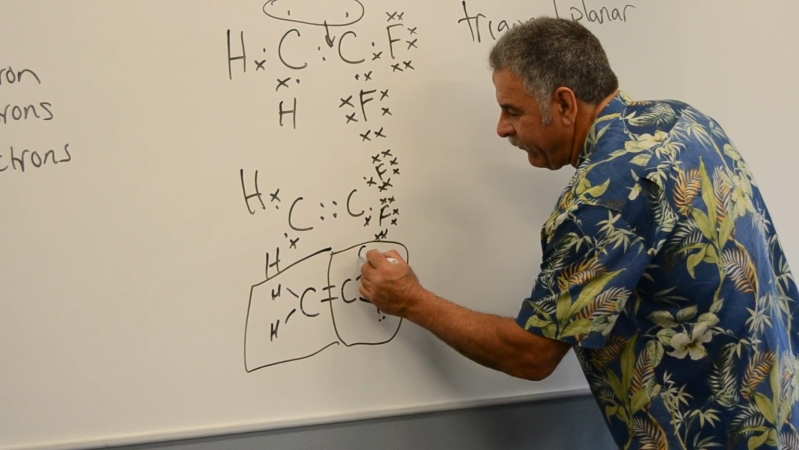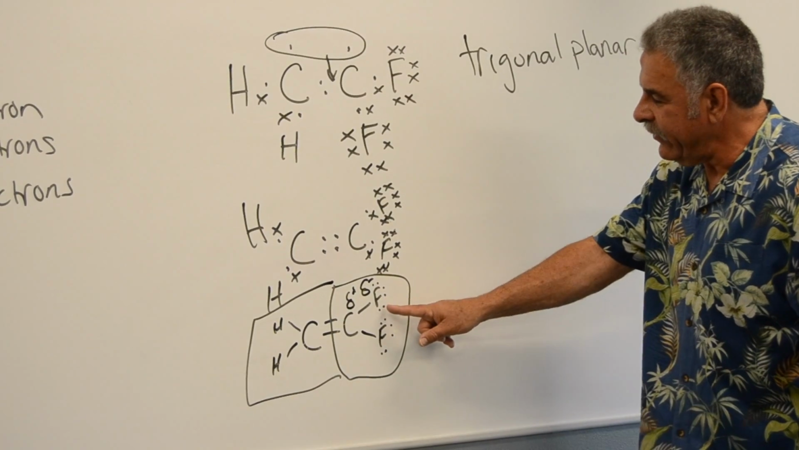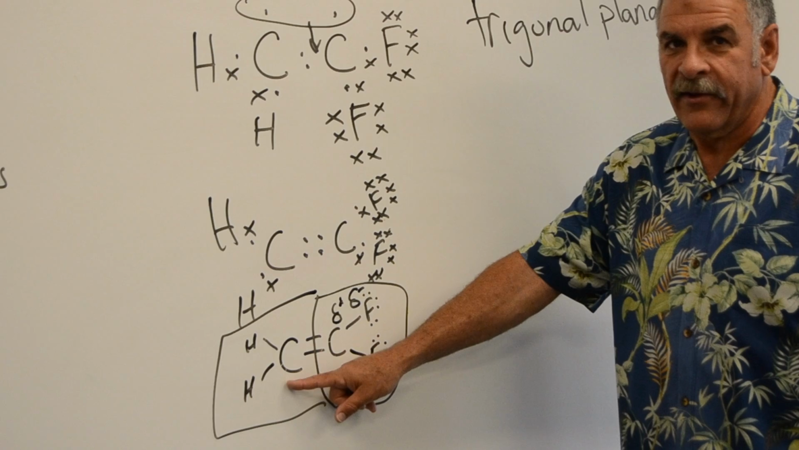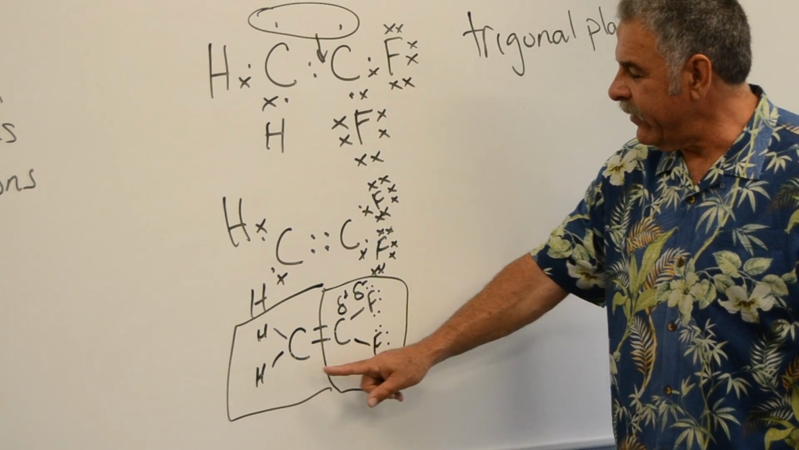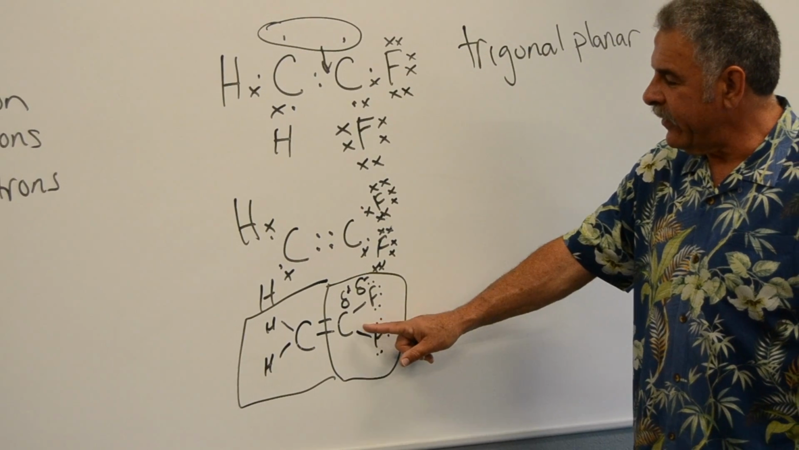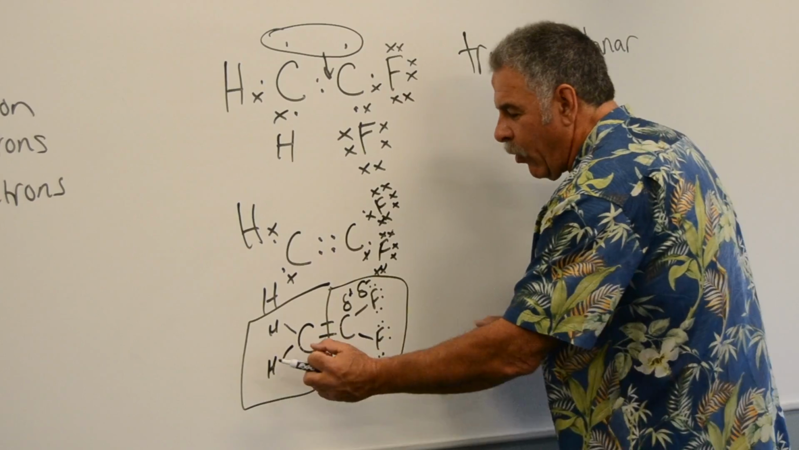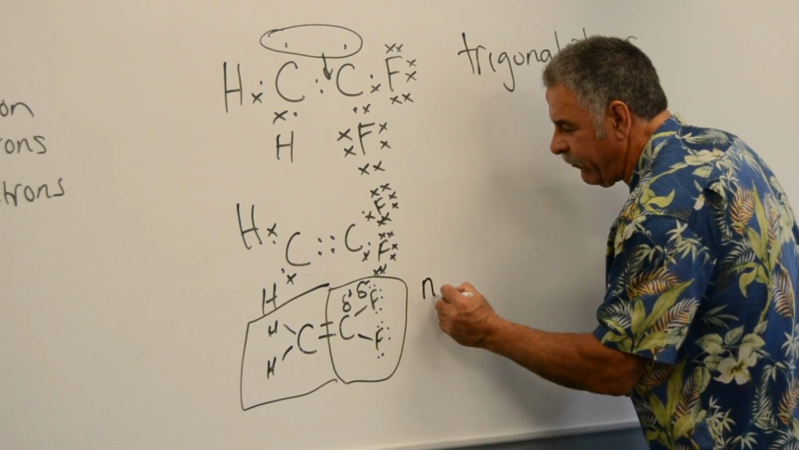Now, if we do the electronegativities, this one's slightly negative, this one's slightly positive. On this side, they're covalent. They're just shared equally. These are polar covalent. So overall, you have more electrons pulling this way than pulling that way. So this is non-symmetrical.